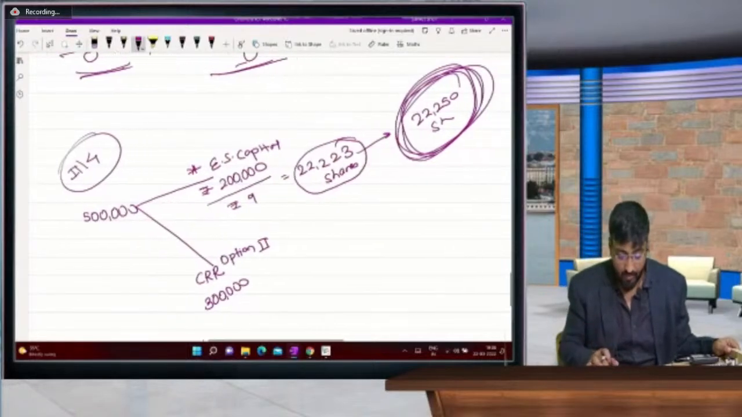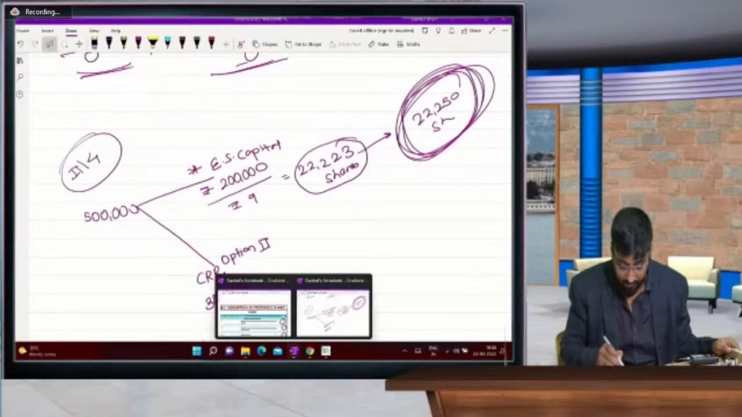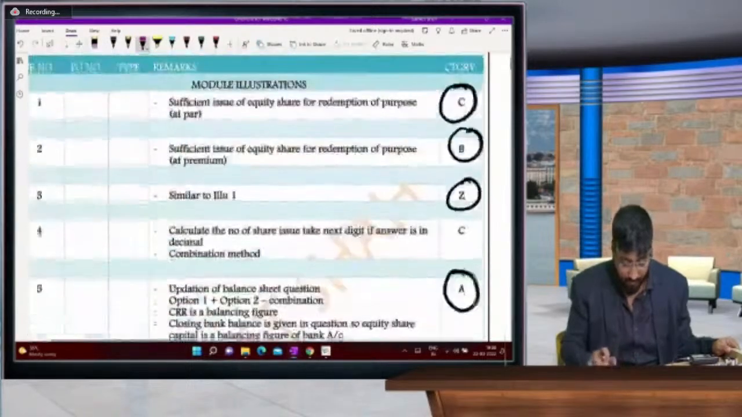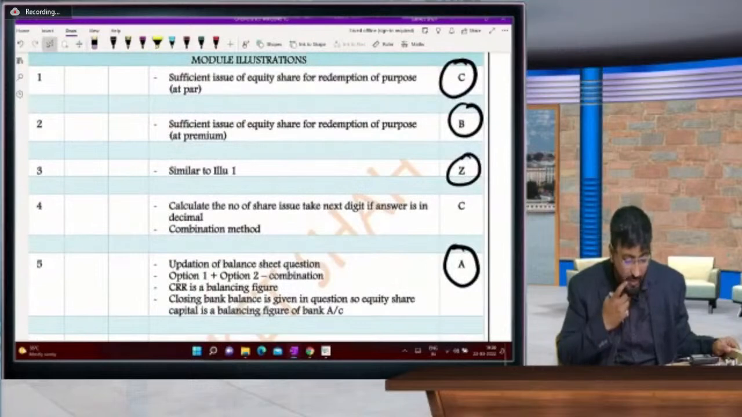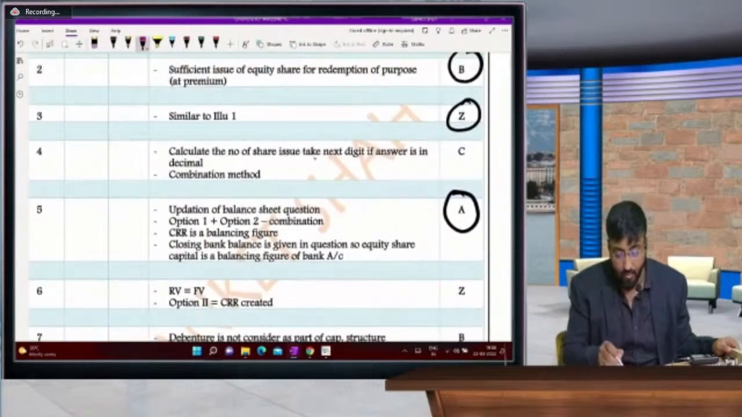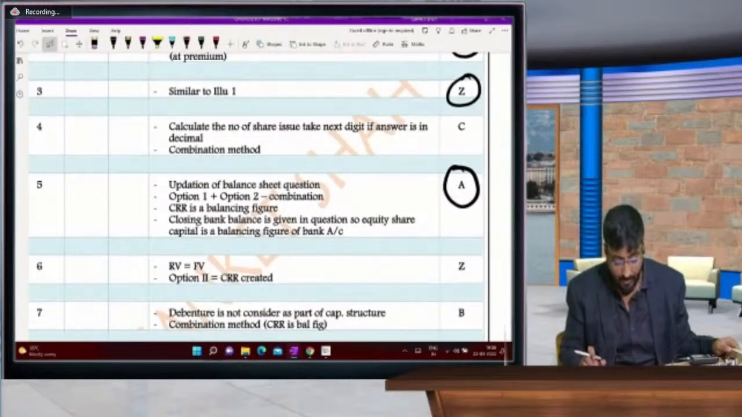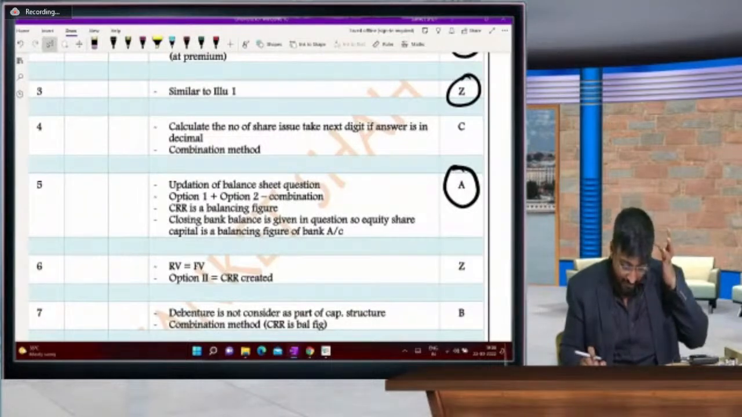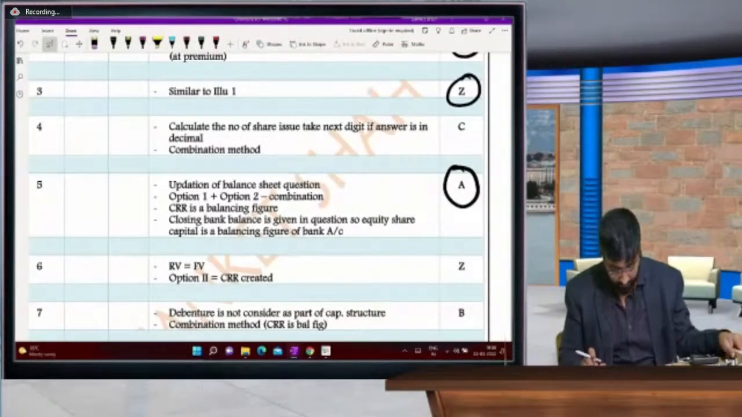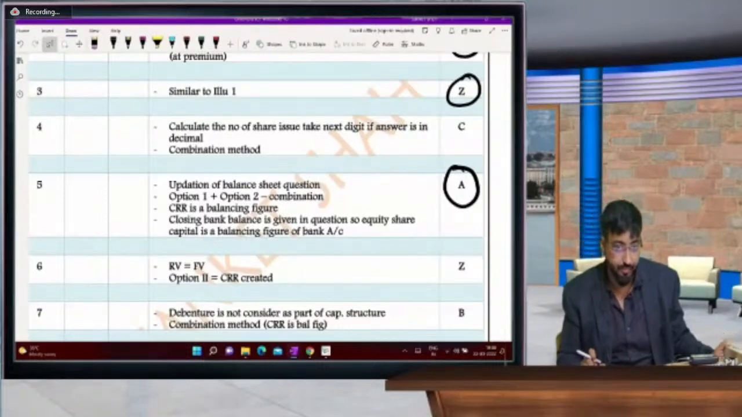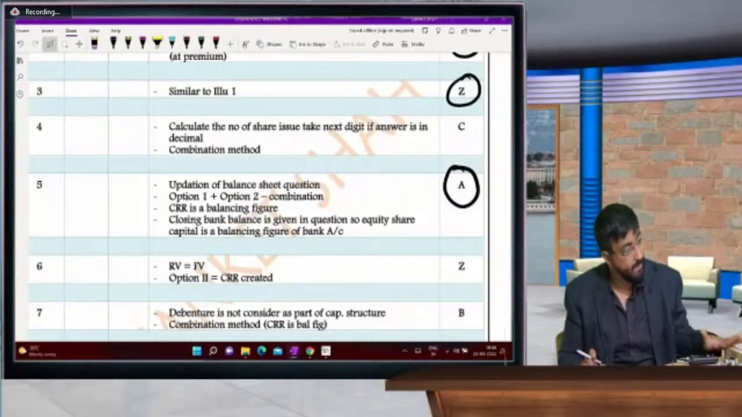Okay. So now how to present it in exam? So C category only, combination method. Calculation of number of shares, take next digit. Yes, you can write this 4 and 5th. And 5th number is A category question. So before break, I am going to take 5th number. And after break, 6, 7, 8, 9. So you can write this 4, 5, 4.